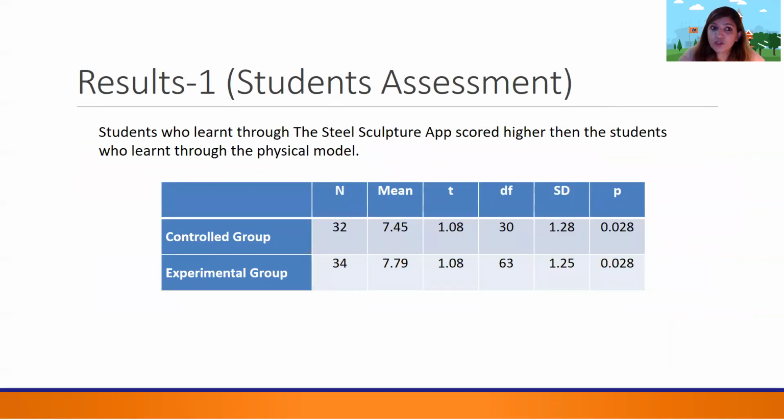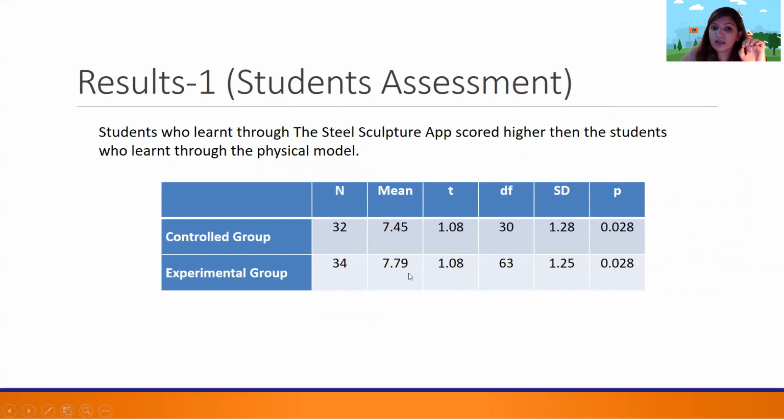So the results. Students who learned through the Steel Sculpture app scored higher than the students who learned through the physical field trip, which means that the experimental group mean value was higher than the control group mean value. These values are out of 10, so there were 10 questions, each carrying 1 point. The experimental group scored 7.79, whereas the control group scored 7.45. A t-test was also performed. The p-value was 0.028, which shows that there was no significant difference in the data.